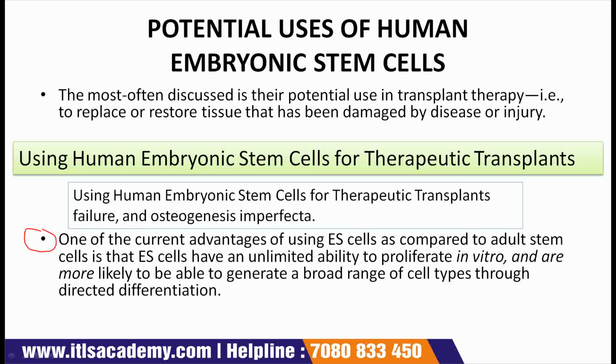Next point is one of the current advantages of using embryonic stem cells as compared to adult stem cells is that embryonic stem cells have an unlimited ability to proliferate in vitro, that is, they have the ability to proliferate outside the body, and are more likely to be able to generate a broad range of cell types through directed differentiation.